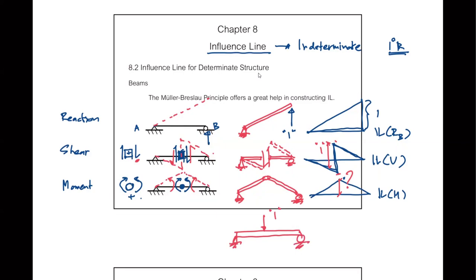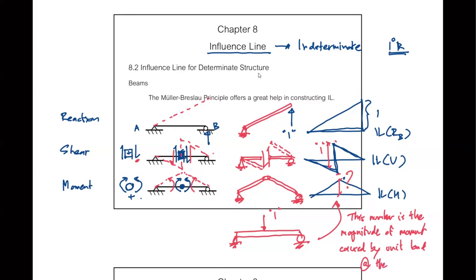And this is, of course, this number is the magnitude of moment caused by unit load at the location. All right. So that should refresh our memories about the influence line.